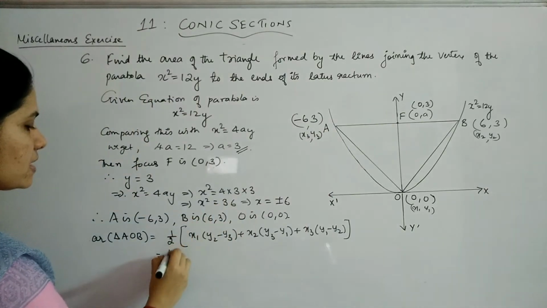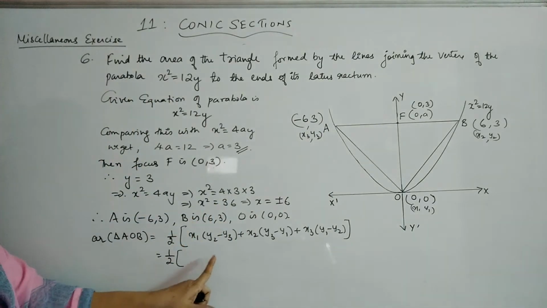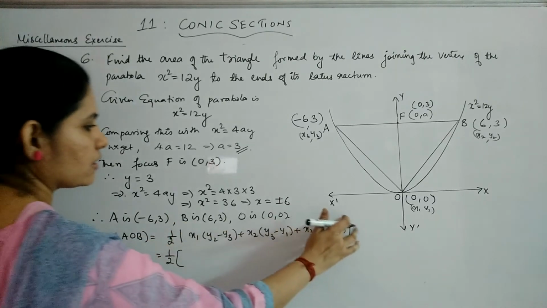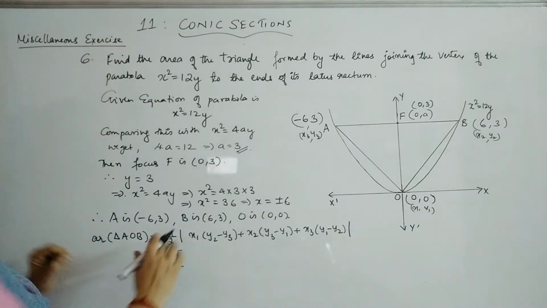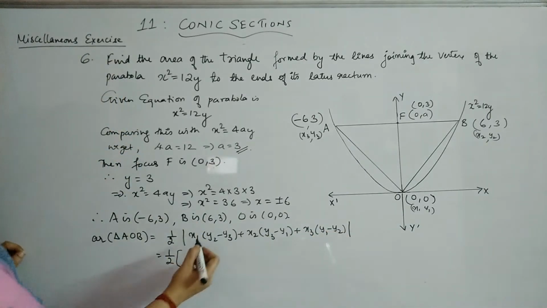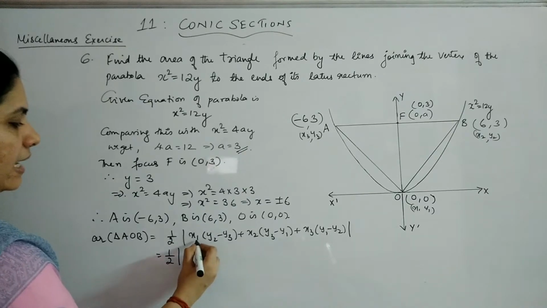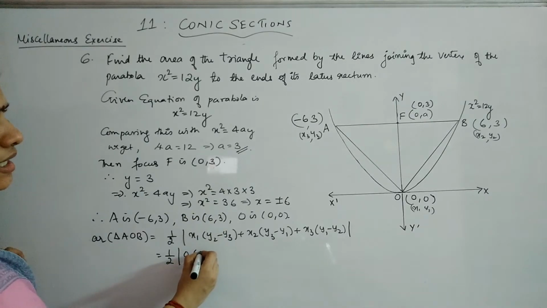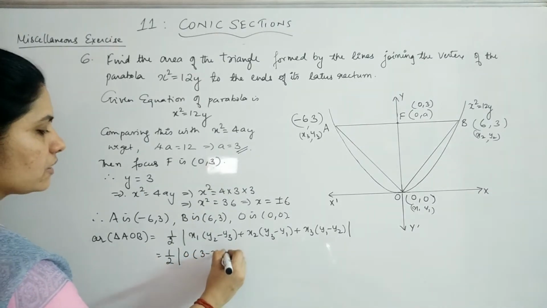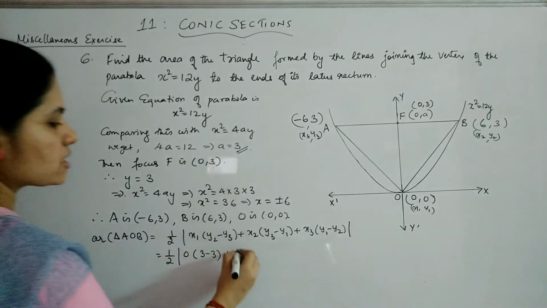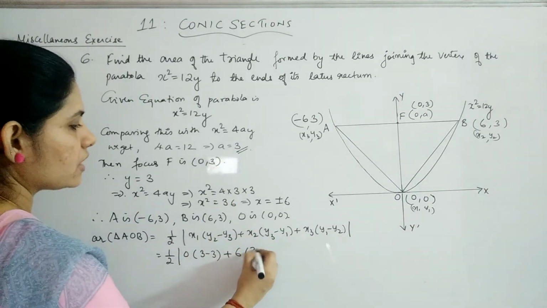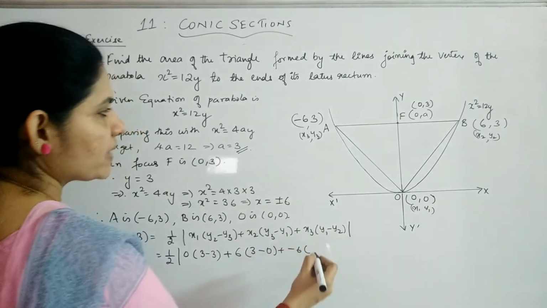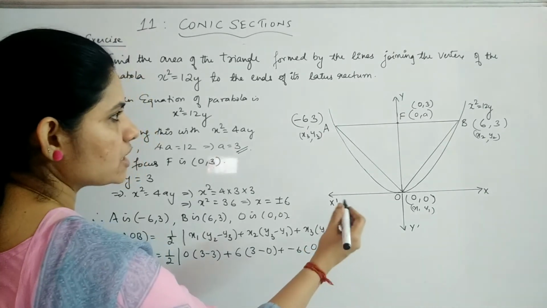So replacing the values, you will get half into, if you are getting any negative sign inside, that should be deleted. That's why we are just replacing this with the modulus sign. This is area, so you will take only the positive value, right? Now what is x1? x1 is taken as 0, so 0 into (y2 minus y1), which is 3 minus 3, so this term will go. Then what is x2? x2 is 6, 6 into (y3, 3 minus y1, 0), plus x3 is minus 6 into (y1, 0 minus y2, 3).